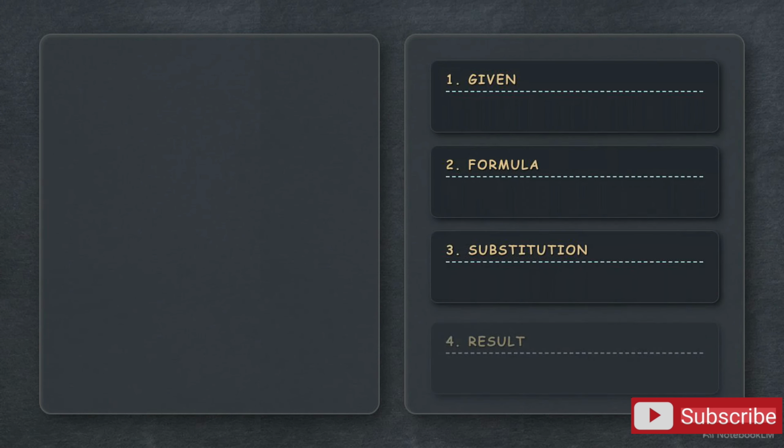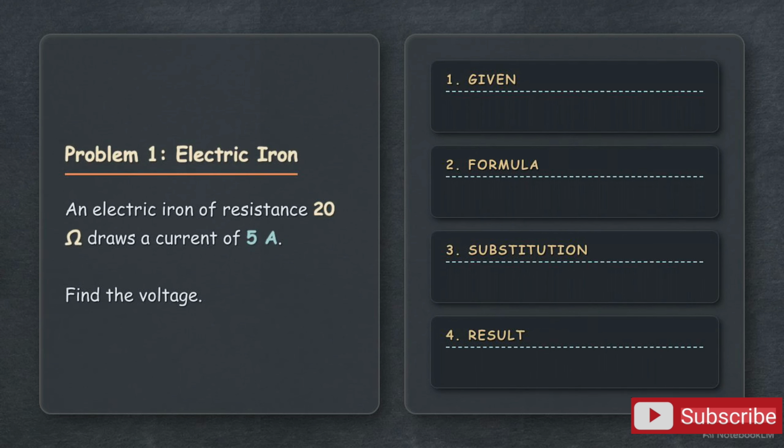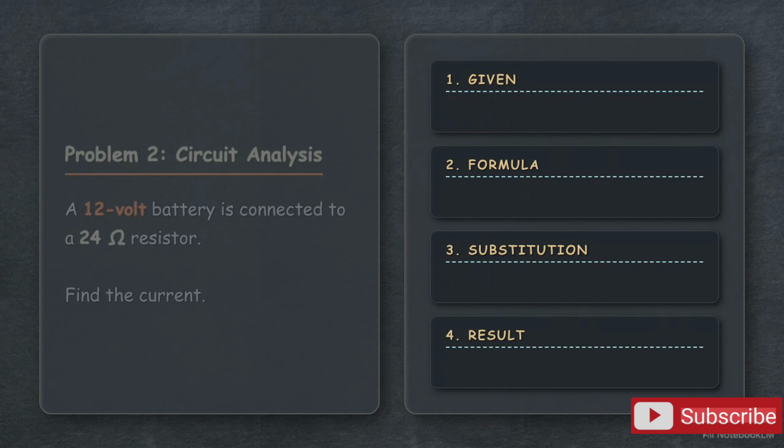Knowing the math is only half the task. CBSE awards stepwise marks, so we need to structure our answers using a 4-step matrix: given, formula, substitution, and result, with unit. Let's apply this. An electric iron of resistance 20 ohms draws a current of 5 amps. Find the voltage.